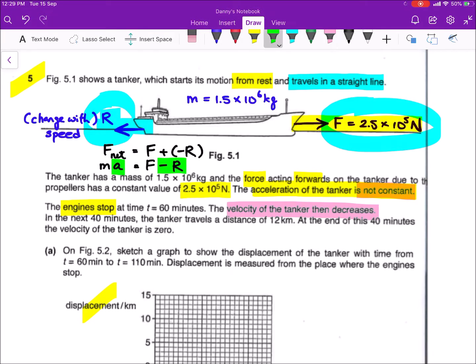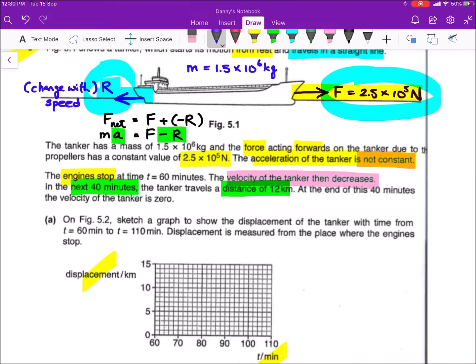Then the question says that after another 40 minutes, the tanker is actually still traveling forward at 12 kilometers. So even though the resistive force is the only force acting on the tanker, it doesn't mean that the tanker will reverse and go the other way. This is similar to a bus slowing itself down while it approaches the bus stop, right? It slows down, but it is still going forward.